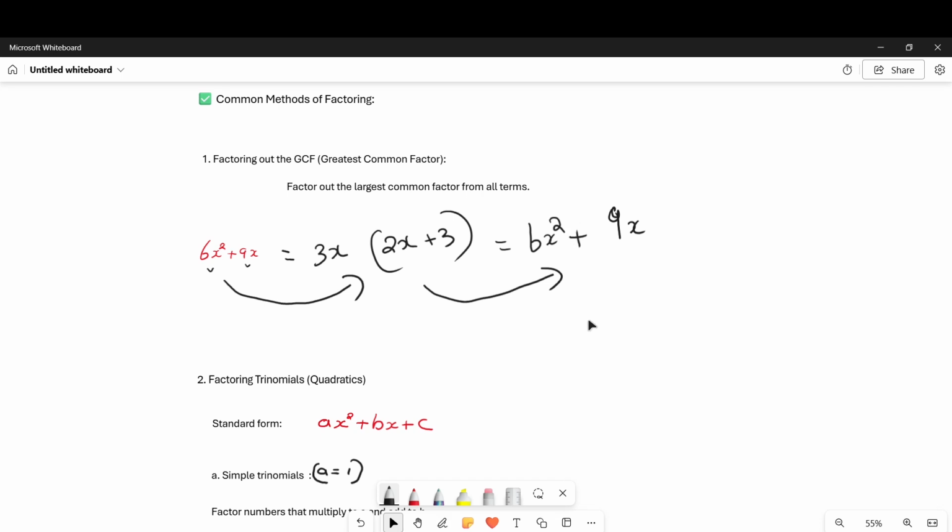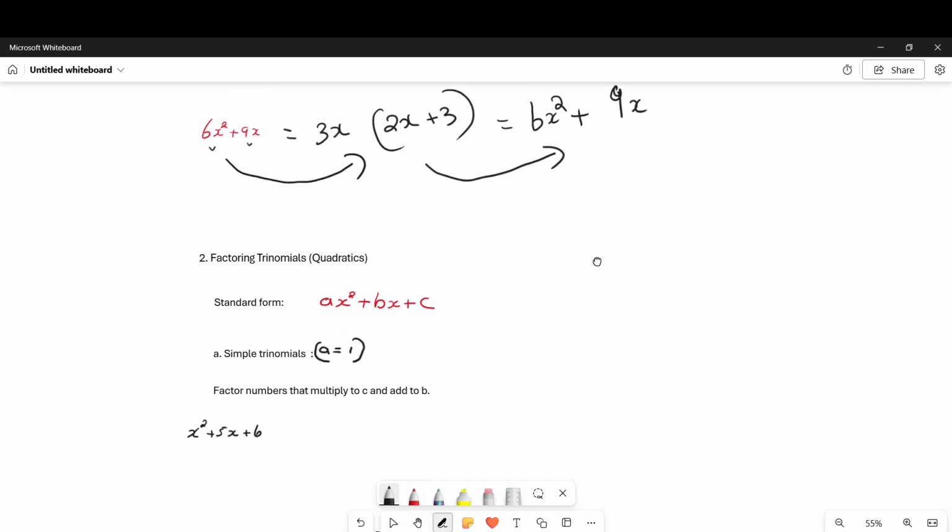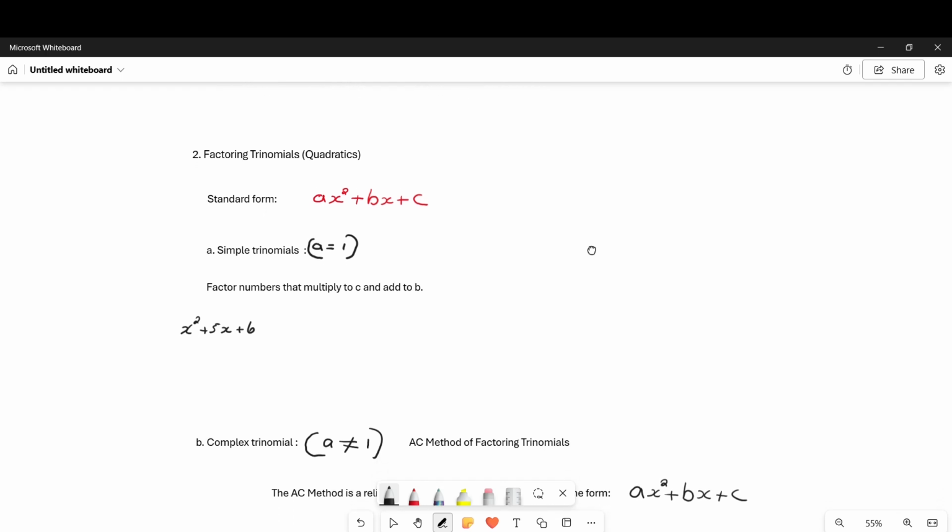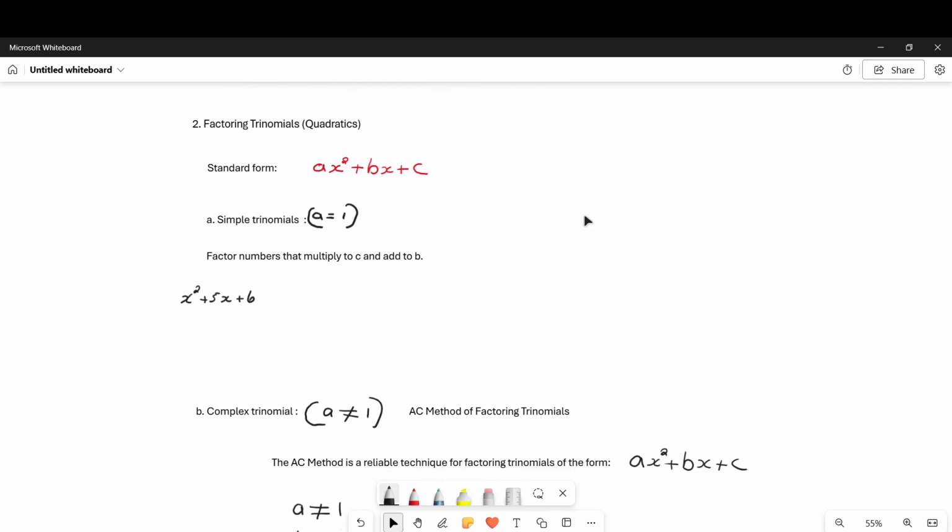Okay, let's go for the second one. You need to pay attention to this one, because there are two types. Factoring trinomials is the same as factoring quadratics. What is a trinomial? We already heard about polynomials. Trinomials are also polynomials, which have only 3 terms. See, x square plus 3x plus 4. How many terms does it have?